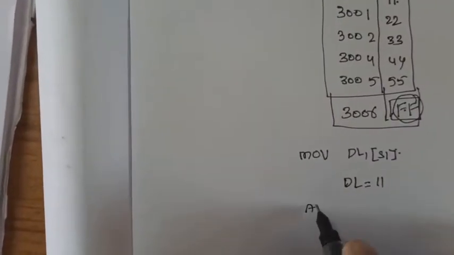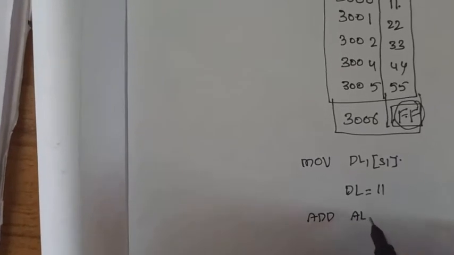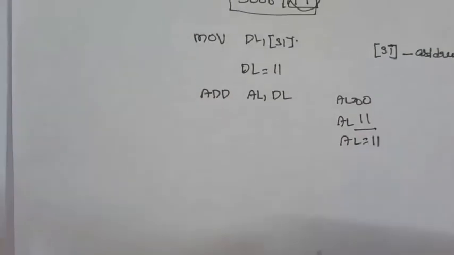After taking this DL, what we have written is ADD AL, DL. What this instruction does is it adds the data available in DL with the data available in AL. Initially AL is 00. Now DL is getting added. What happens to AL? 00 plus 11, AL equals 11.